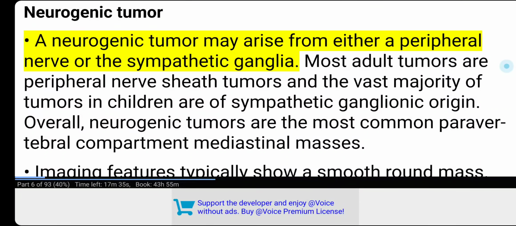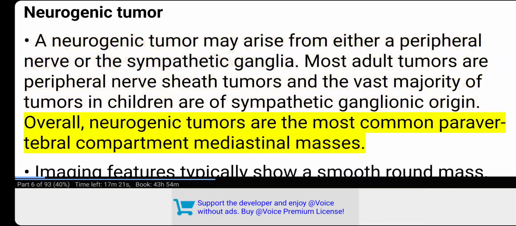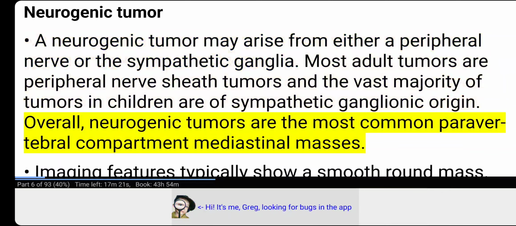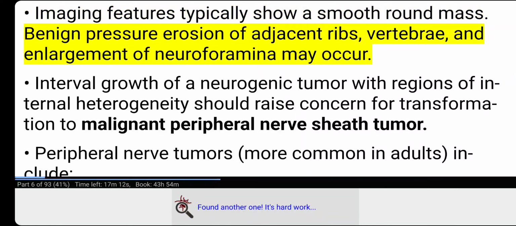Neurogenic tumor. A neurogenic tumor may arise from either a peripheral nerve or the sympathetic ganglia. Most adult tumors are peripheral nerve sheath tumors, and the vast majority of tumors in children are of sympathetic ganglionic origin. Overall, neurogenic tumors are the most common paravertebral compartment mediastinal masses. Imaging features typically show a smooth round mass. Benign pressure erosion of adjacent ribs, vertebrae, and enlargement of neuroforamina may occur.